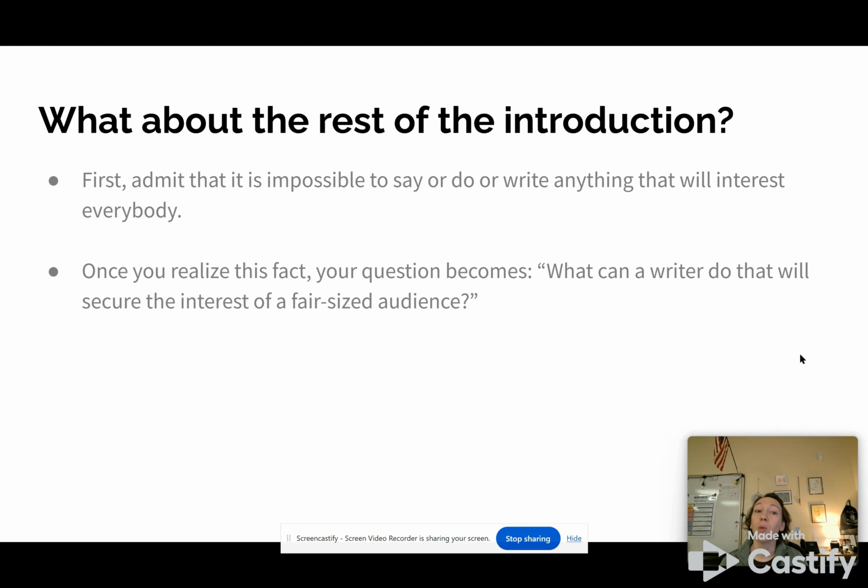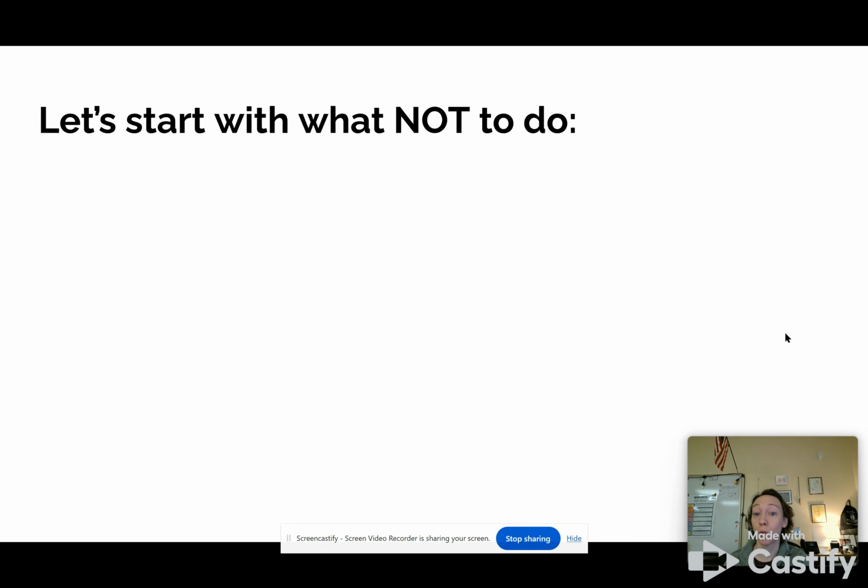So what about the rest of the introduction, right? That's a great idea, it's a great analogy, but what do I actually do? First, you do need to admit it's impossible to make everybody happy. So we have to just kind of throw a net that's wide enough for the most people. So what can we do as writers that will secure the interest of most people? Okay, maybe not all, but most.